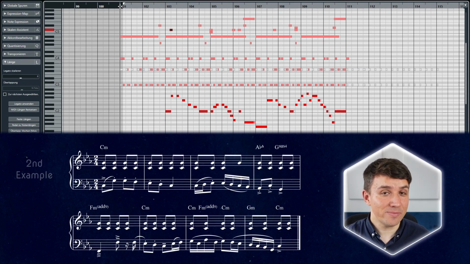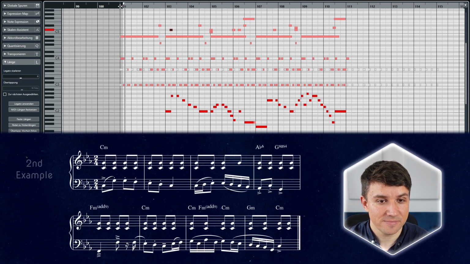Now let's hear the second example, where I tried to come closer to Prokofiev's melody by using an accompaniment only with an open fifth.